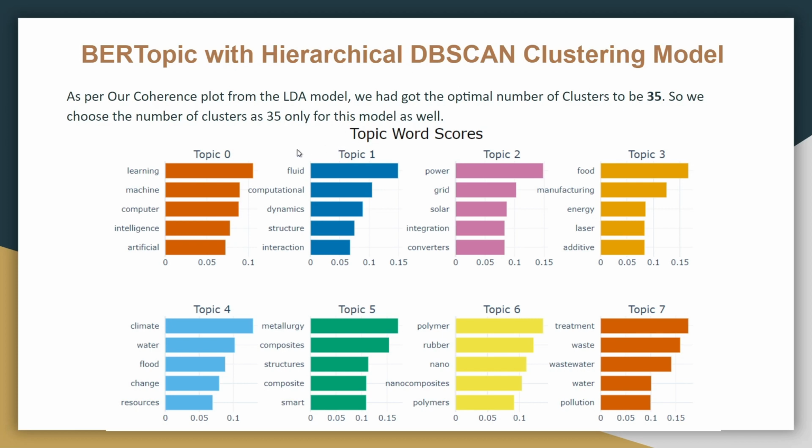So here we can see that topic 0 has this set of words occurring frequently in it. Similarly for topics 1, 2, 3, and I'm printing the top 8 topics and the frequently occurring words in each topic. So we can say that the clusters are formed pretty well. See, topic 0 is related to machine learning, 1 is related to fluid, and similarly 2 is related to power and solar energy.